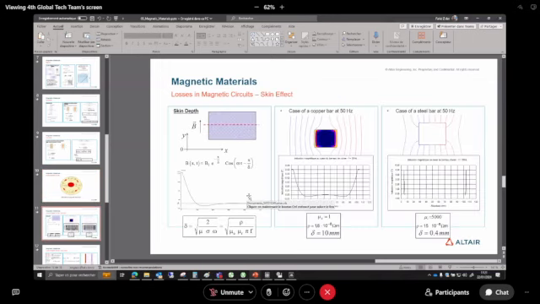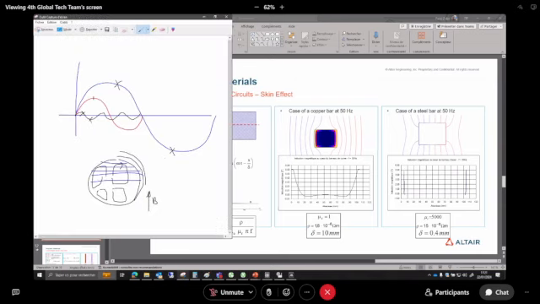So eddy current will depend on the frequency. So the frequency will create what we call a skin effect. And this skin effect is something we don't want, especially in the winding.